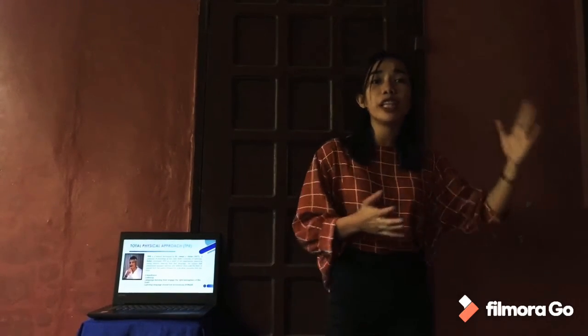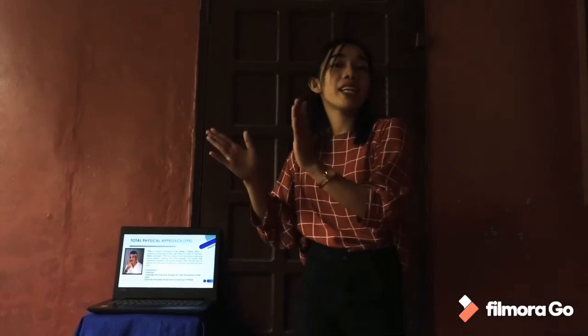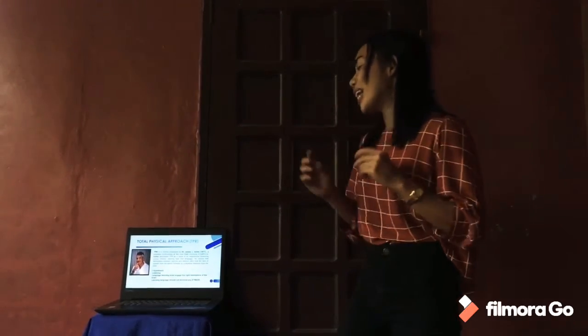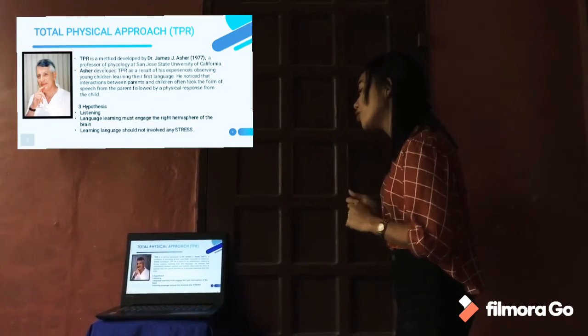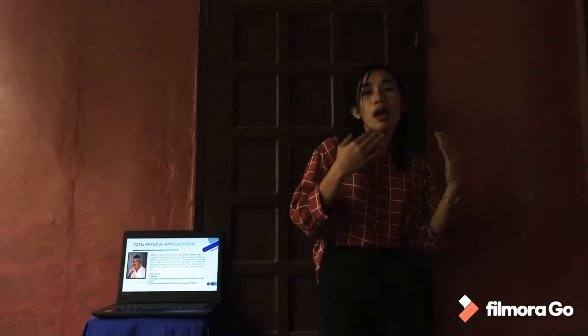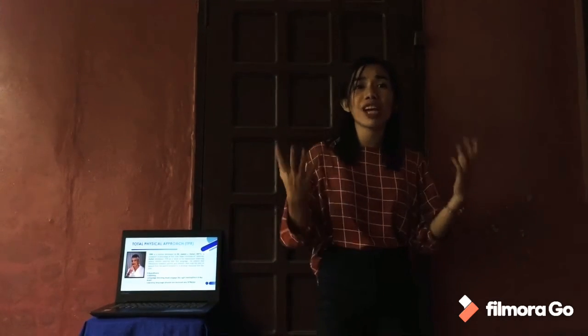So of course, the right hemisphere of our brain is responsible for the learning of language, and the left hemisphere of our brain is responsible for the motion or the movement. And lastly, learning language should not involve any stress. So that's why Asher developed the TPR method, so that children would not be stressed thinking or learning the second language or their first language.